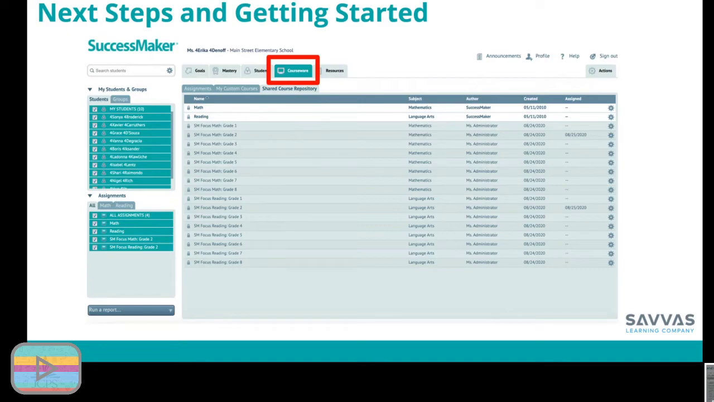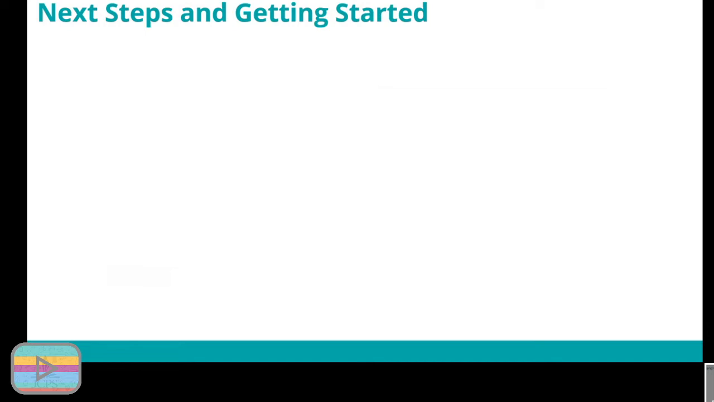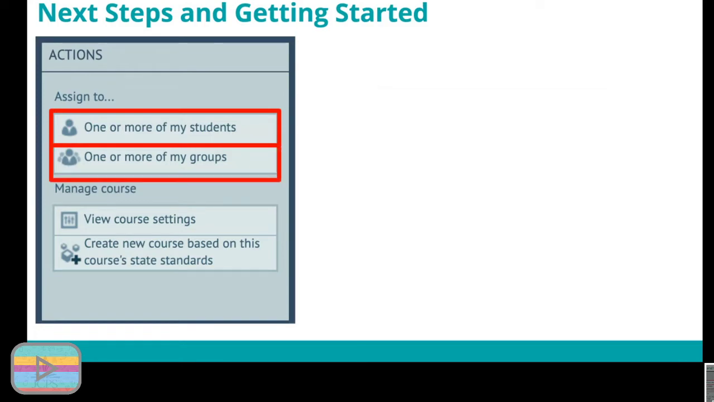You'll click on the shared course repository, which is what I did a few minutes ago. Then you'll decide which course you want to give the students. Once you do that, you simply click on the gear beside that course. When you do, an actions menu will appear, and you'll assign it to either one student or a group of students.